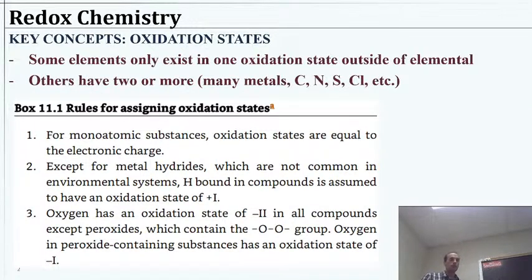Okay, there are a few elements that really only exist in one oxidation state outside of the elemental, but a lot of them have multiple. So things like carbon, nitrogen, sulfur, chlorine, they all have at least 2 oxidation states where they can be found. Some things, I don't think sodium goes anywhere different. I think it's just +1. So there are some that are just very simple, but a few of these have several.